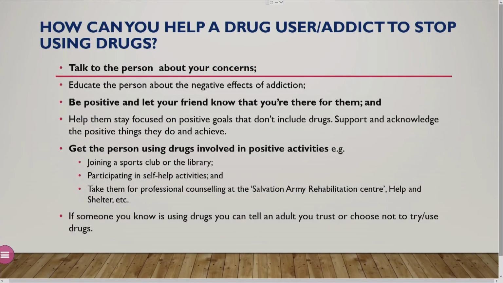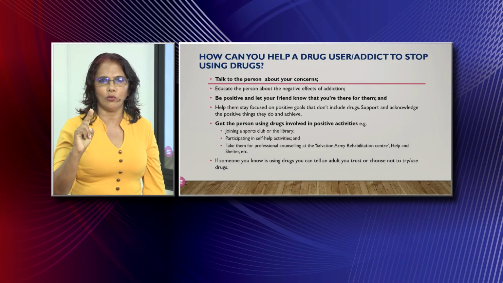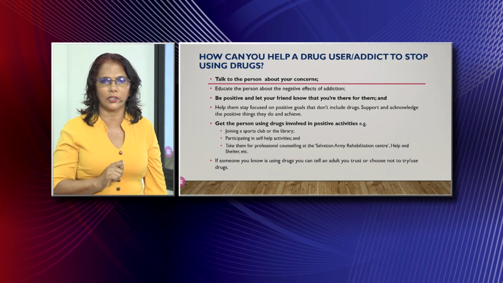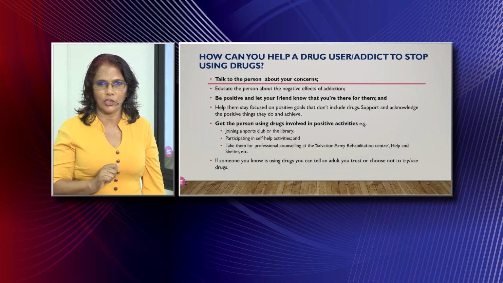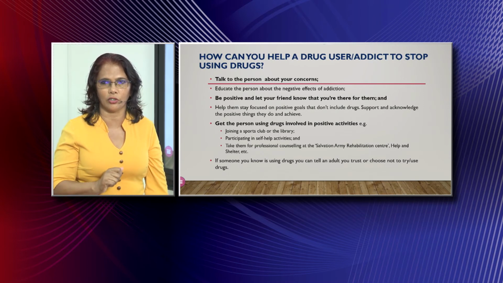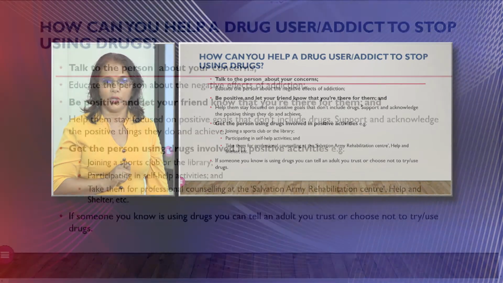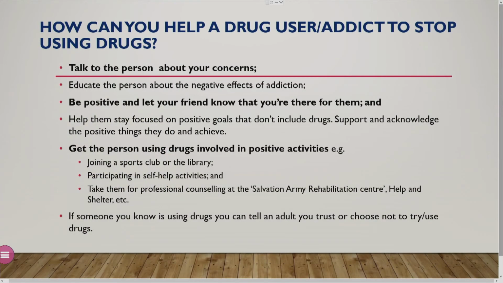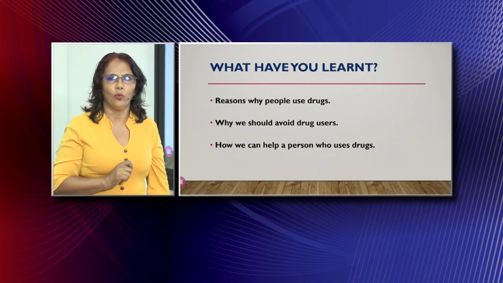Take them for professional counseling at the Salvation Army Rehabilitation Center or Help and Shelter. Two places you can go for professional counseling are the Salvation Army Rehabilitation Center and Help and Shelter. If someone you know is using drugs, you can tell an adult you trust or choose not to try to use drugs. What have you learned today?